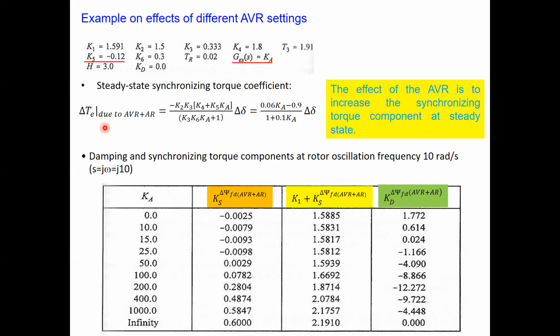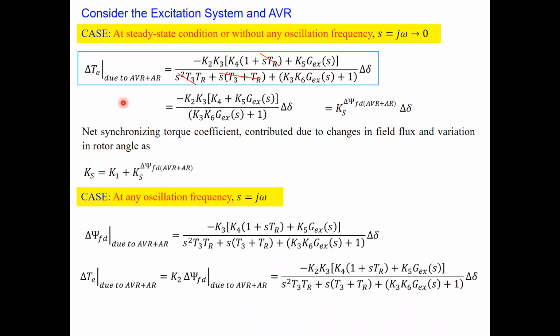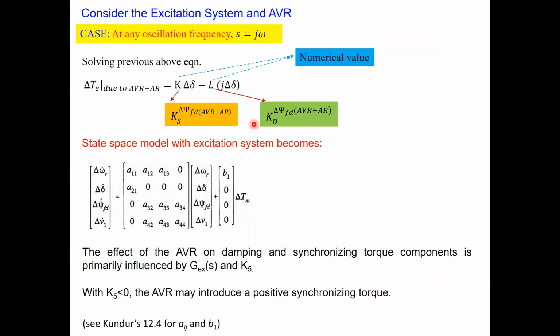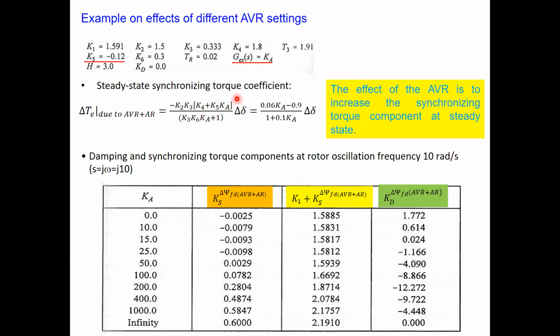So the previous relationship we had earlier, in fact this one, is with the excitation system and AVR at a steady state. So at a steady state, you get this quantity, the change in the torque due to AVR. So it is this one. Now with the use of this relationship, we have it here.